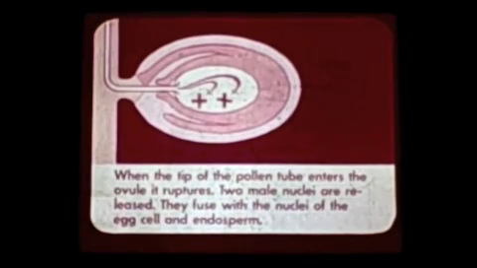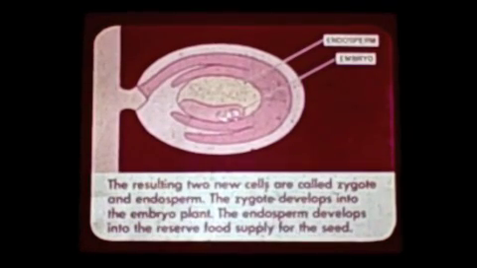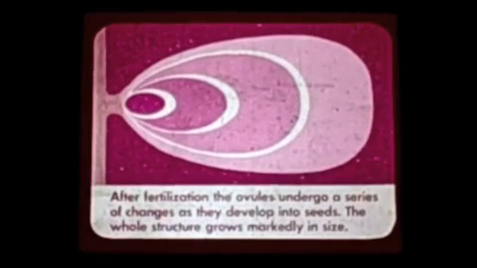When the tip of the pollen tube enters the ovule, it ruptures. Two male nuclei are released. They fuse with the nuclei of the egg cell and endosperm. The resulting two new cells are called zygote and endosperm. The zygote develops into the embryo plant. The endosperm develops into the reserve food supply for the seed.